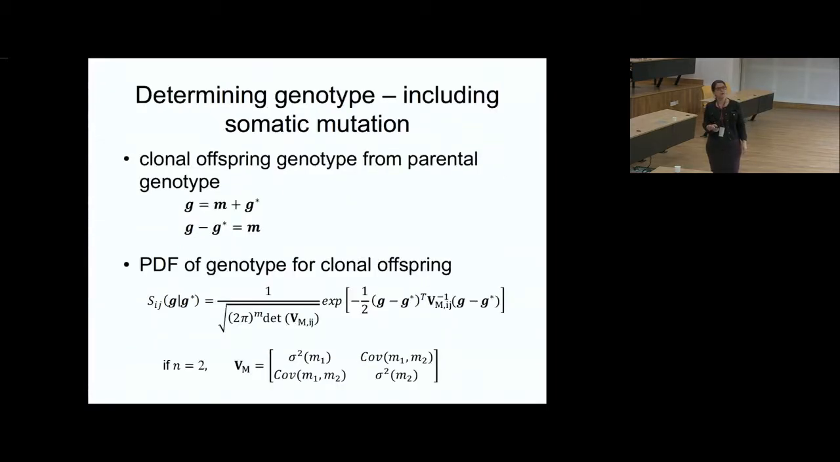So we're going to go through both of those bits. First, the distribution of the genotype in the clonal offspring given the genotype in the parents. For that, we just have to think about somatic mutation a little bit. And so what we assume is just that we have some random deviate M, which is due to mutation, and we just assume it's this distribution.